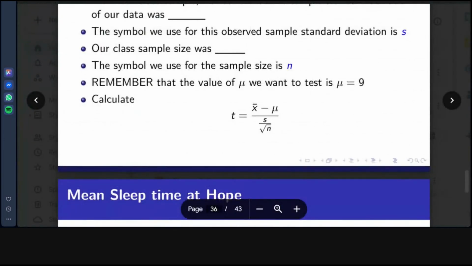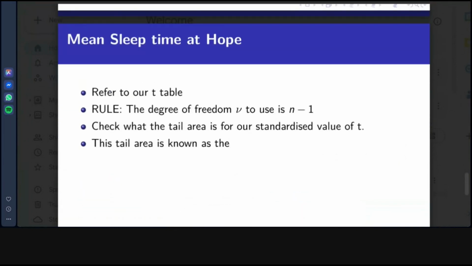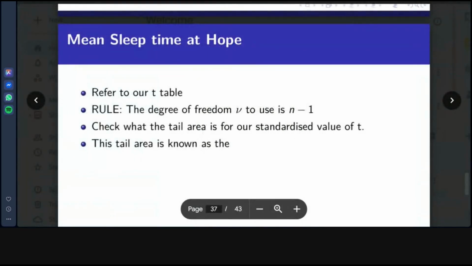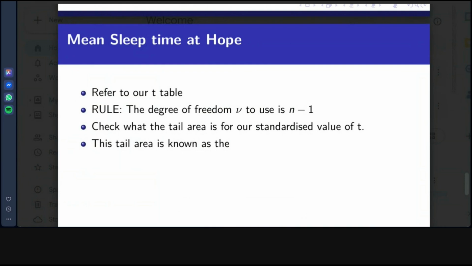So once you have this, I'm now going to show you how to get the area under the standard curve. So go to our t table. There's one small thing I must point out. There is this thing called the degrees of freedom. I don't want to dwell too much on it right now to break the flow of the class. But basically, you need to go one less than the sample size. Look at row 15. 16 less 1 is 15. According to the rules, the degrees of freedom to use is one less than the sample size.